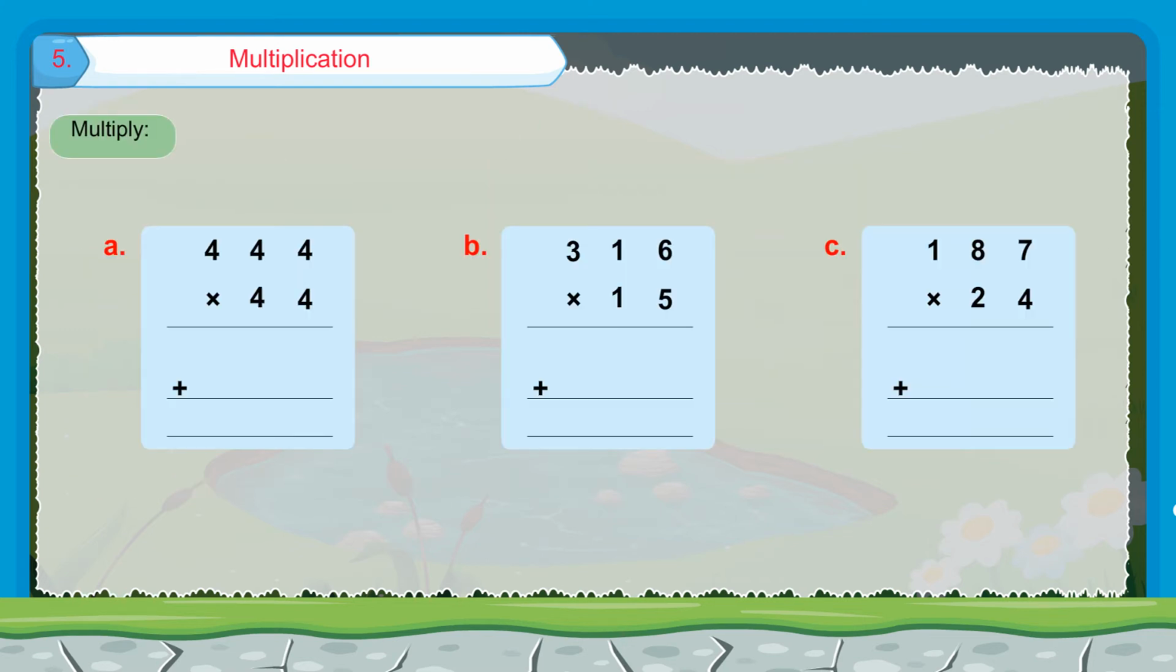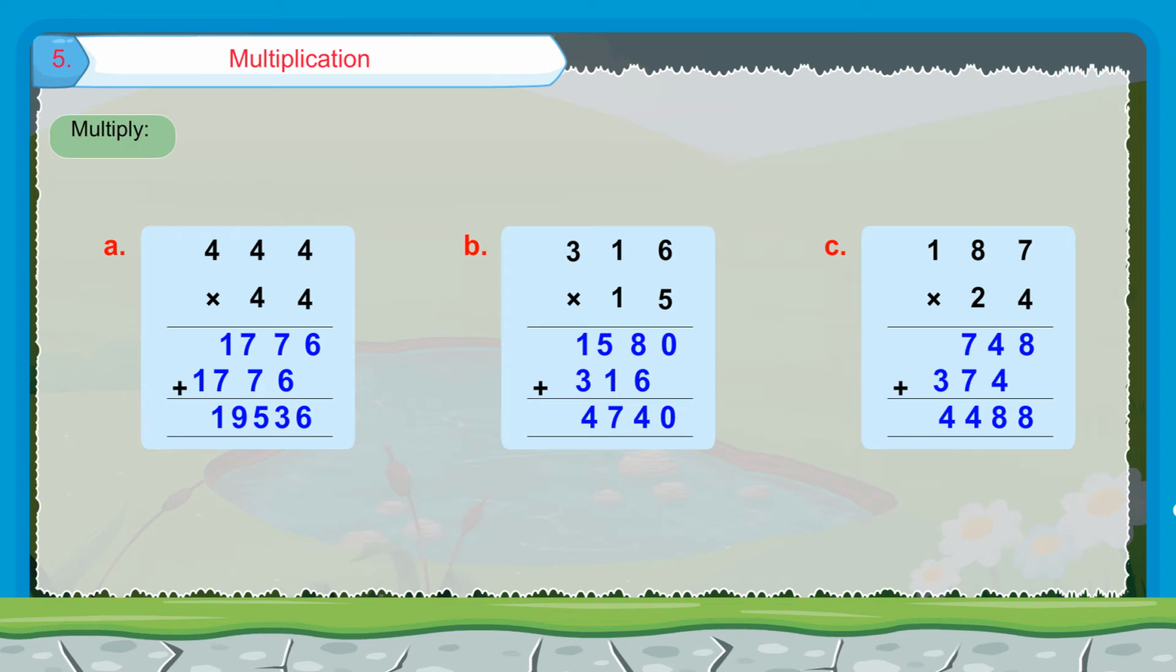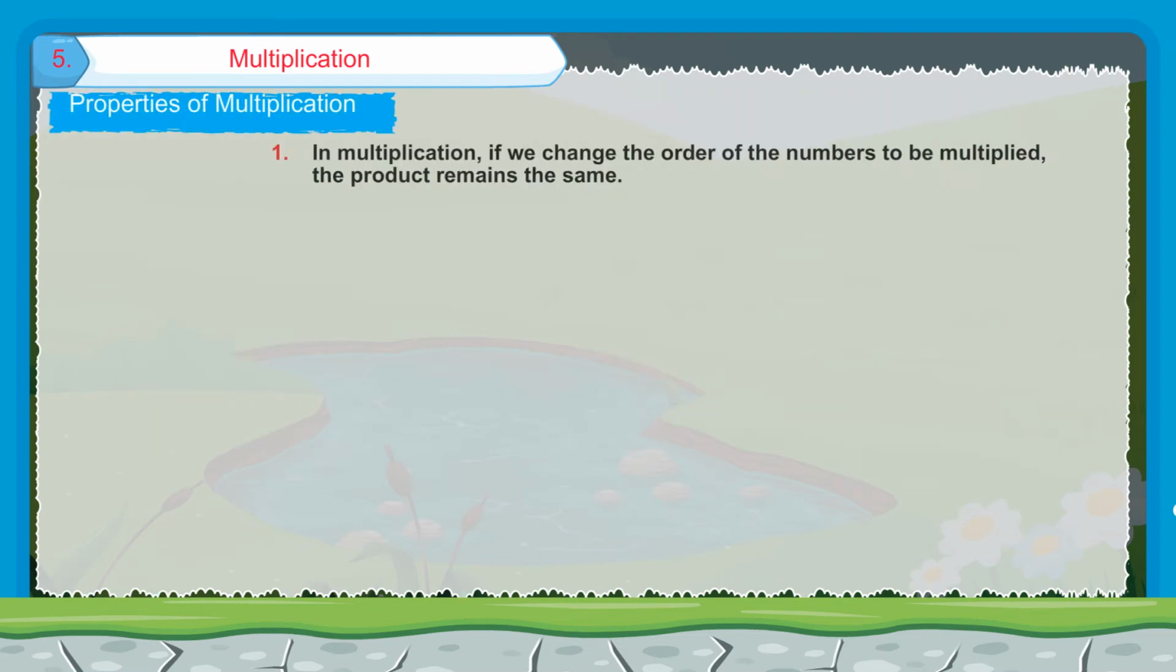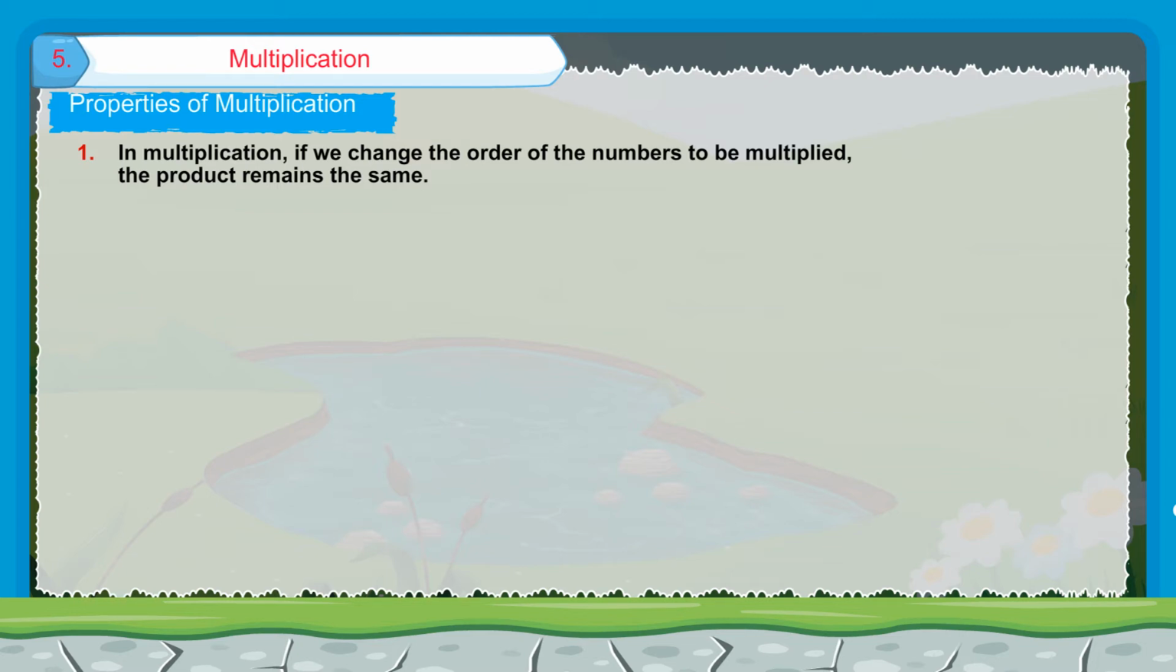Multiply. Properties of multiplication. 1. In multiplication, if we change the order of the numbers to be multiplied, the product remains the same. 8 into 7 is equal to 56. 7 into 8 is equal to 56. The product remains the same.